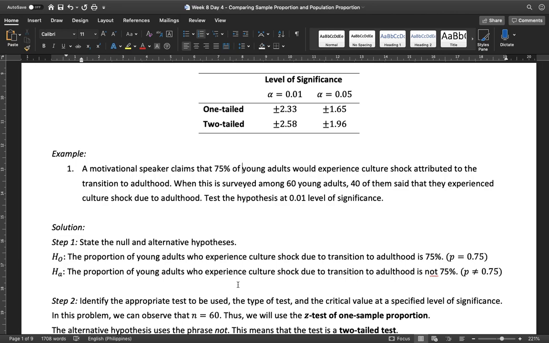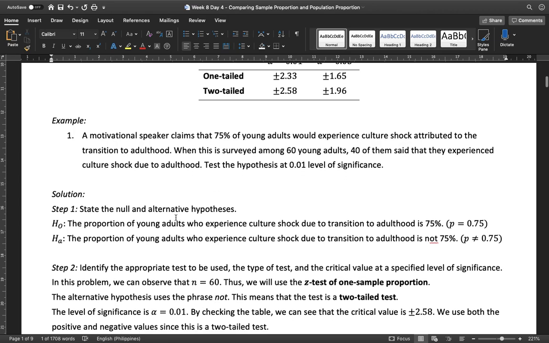So ano ba yung parameter natin dito? Yung parameter natin yung proportion ng young adults na nako-culture shock because of adulthood. And the hypothesized population value is 75%. So ang null hypothesis natin, the proportion of young adults who experience culture shock due to transition to adulthood is 75%. Equal sila. And ang alternative natin is not 75%. So, we use the not equal sign.